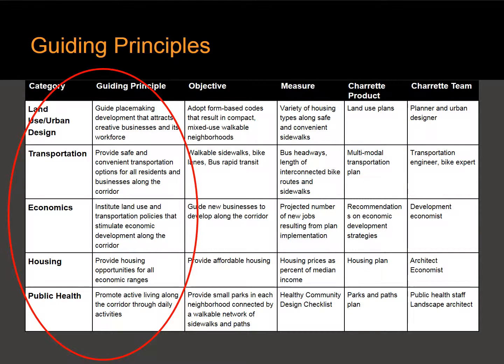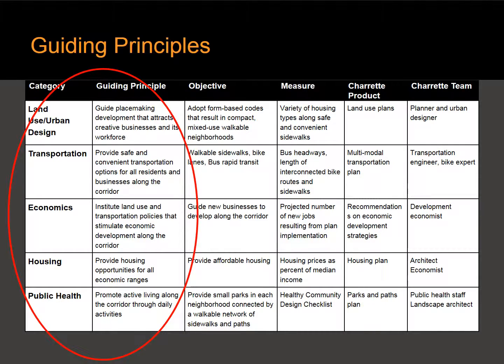So what you're seeing here is what we call the why you're doing the project. It doesn't go into the quantifiable objective. The objective for housing is to provide affordable housing, and the measure is housing prices. You're going to do a housing plan and have an architect and economist do that. Right now we're just going to have people focus on why are we doing this. This is the highest level of the decision pyramid that guides everything else.